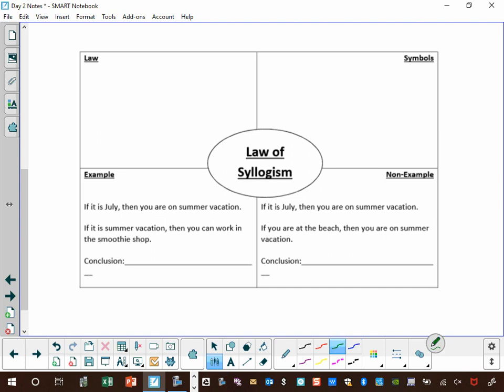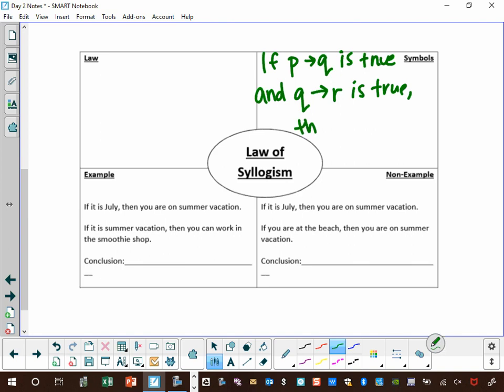For the law of syllogism, I just have symbols for you because the law was way too long. But let's write: if P to Q is true, and Q to R is true, then P to R is true.